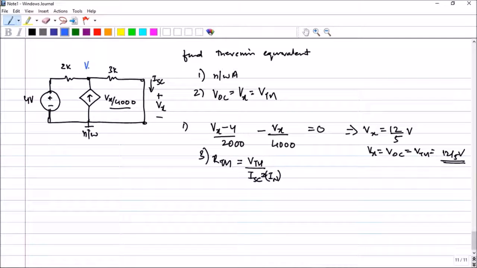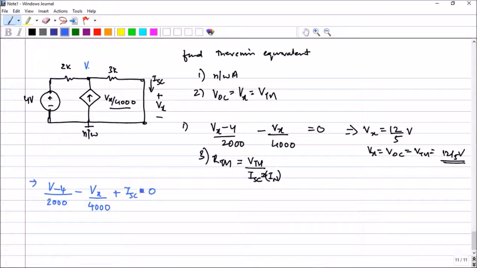This current will be flowing. So let this voltage be called V. So I will use a KCL here. So (V minus 4) divided by 2000, all right, minus Vx divided by 4000, all right, okay, and this plus ISC equal to 0.